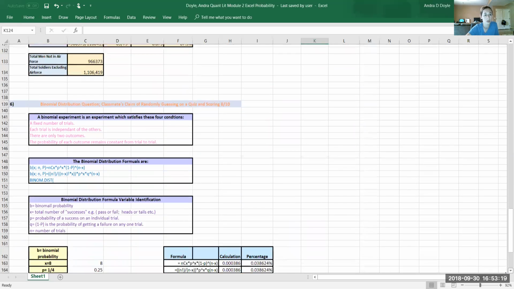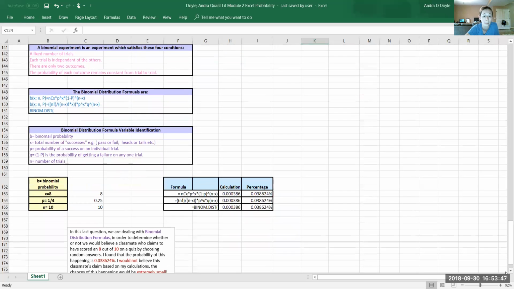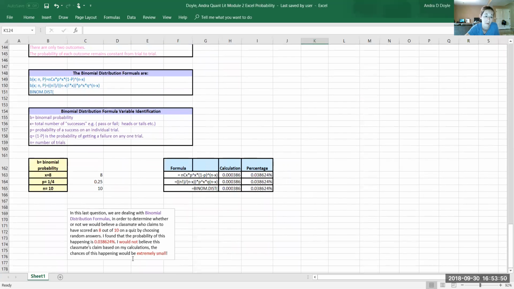And in this last question, we were dealing with binomial distribution formulas in order to determine whether or not we would believe a classmate who claims that they scored an 8 out of 10 on a quiz by randomly guessing at answers. I found that the probability of this happening would be extremely small, and I would not believe this classmate's claim based on my calculations. It would be a 0.038624% chance of happening, and that's just way too small to believe.